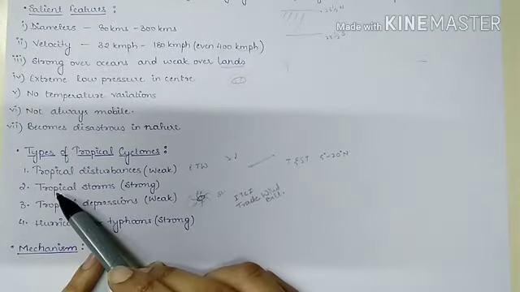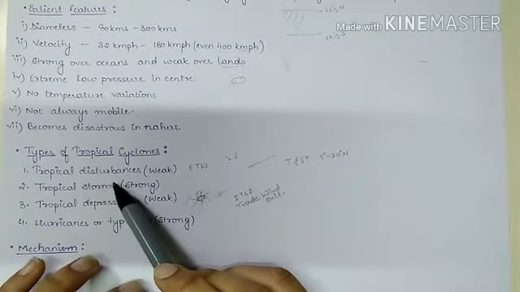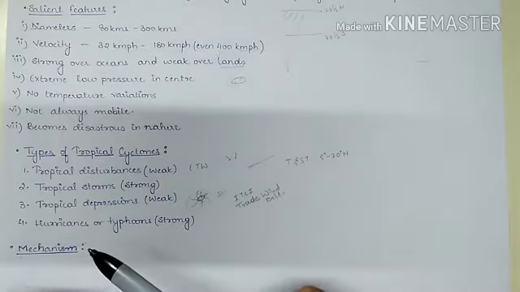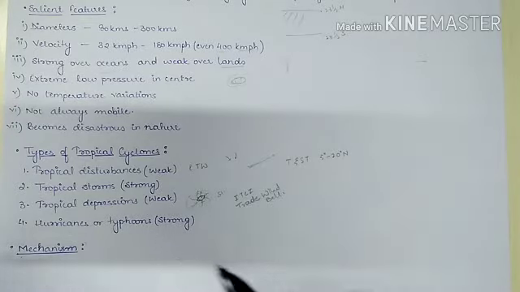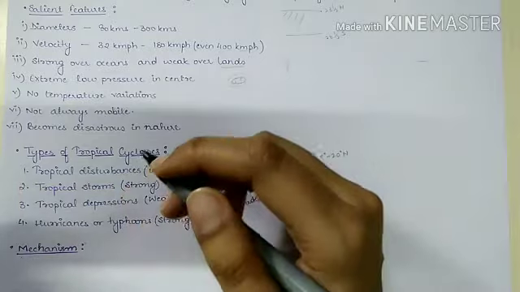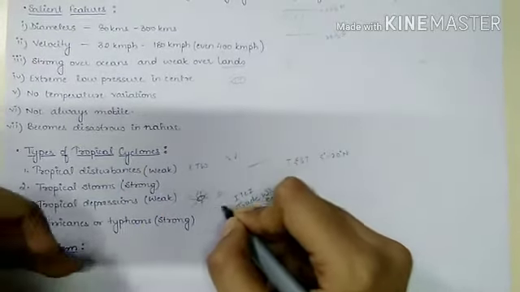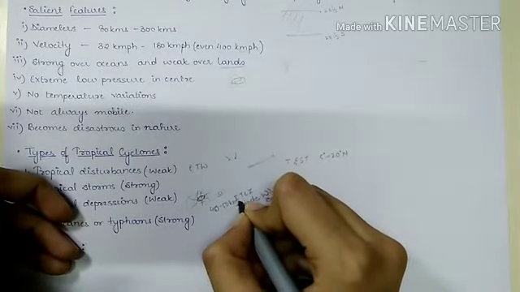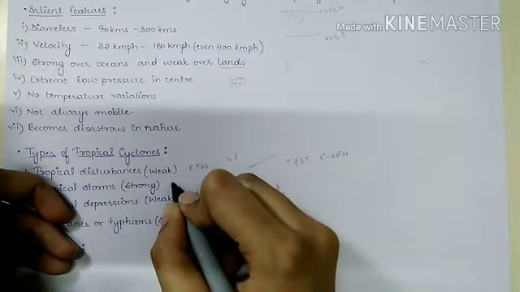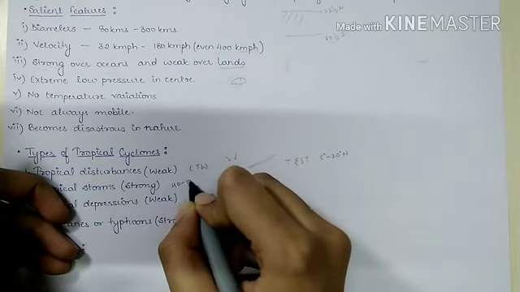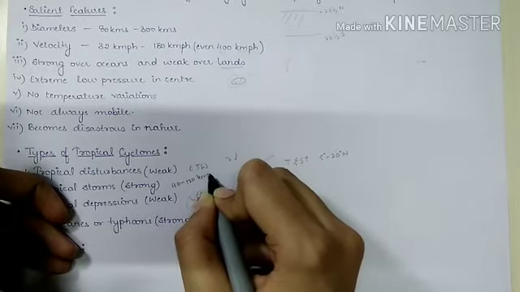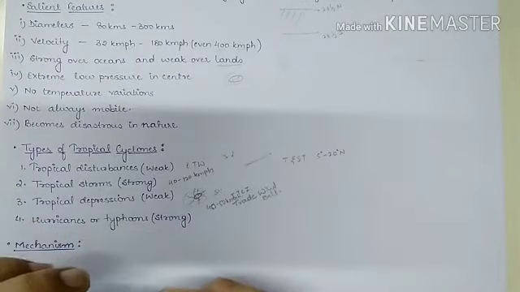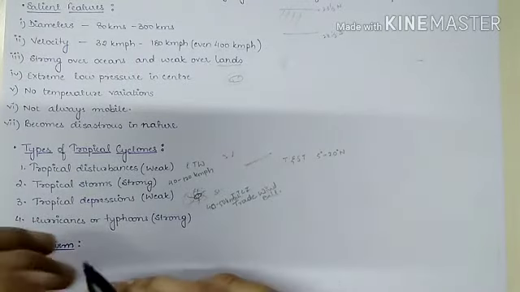Now next we will have tropical storms. Tropical storms are low pressure centers surrounded by closed isobars wherein the wind moves towards the center with a velocity ranging from, here the velocity was 40 to 50 kilometers per hour, while here the velocity will be 40 to 120 kmph. These types of cyclones frequently develop over the Bay of Bengal and Arabian Sea during summer seasons.